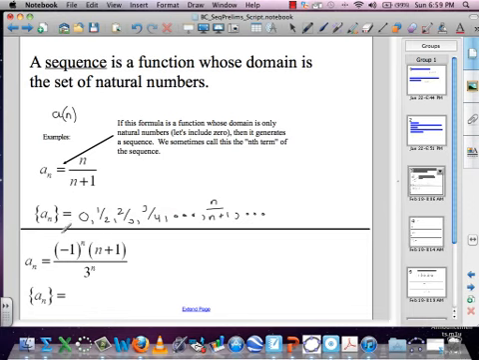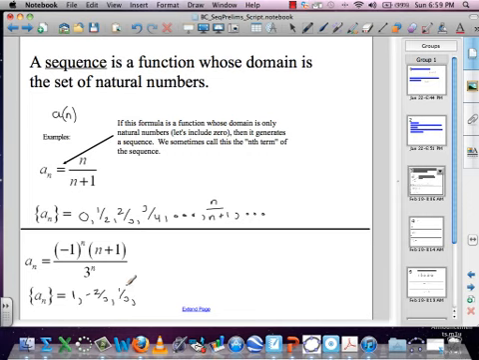Now some notational features here are going to pop up. Let's expand this one and see what we get. Let's start this one at 0 also. If we have negative 1 to the 0, that's going to become a 1. 0 plus 1, that's 1, and 3 to the 0 is also 1. So our first output is 1. Then when n is 1, you're going to get negative 2 over 3. When n is 2, negative 1 squared is a positive. 2 plus 1 is 3. So I have 3 over 3 squared, that's 3/9 or 1/3.